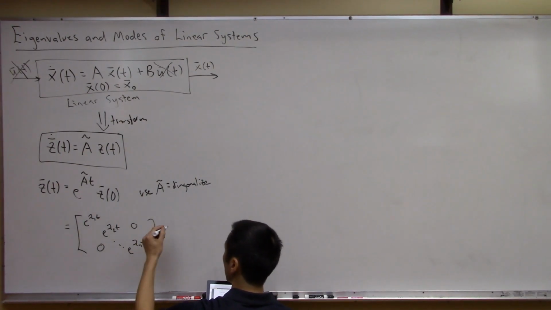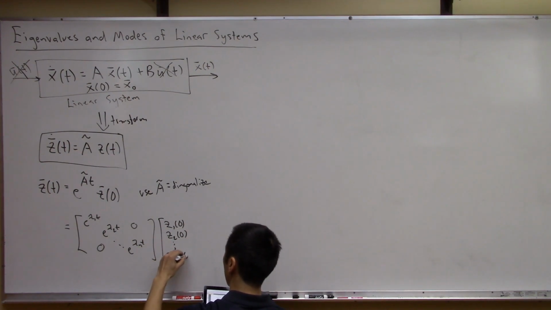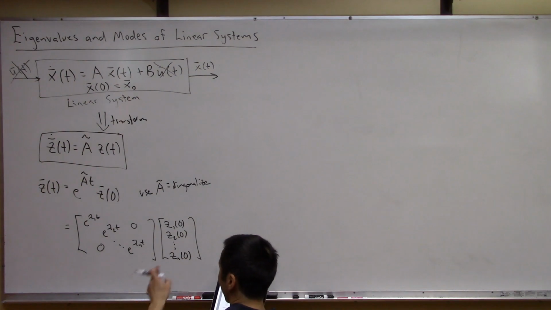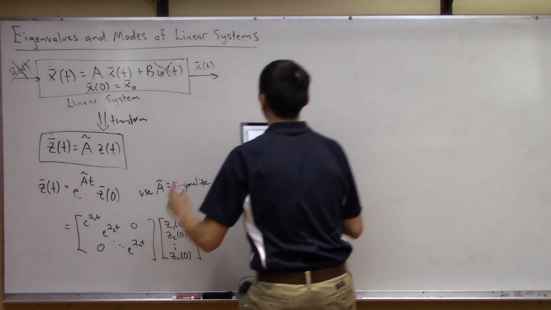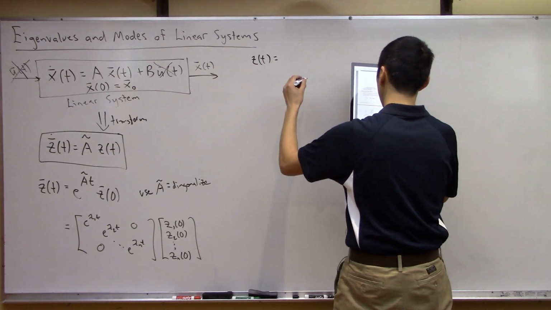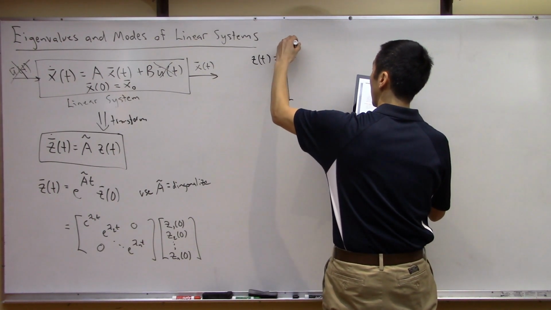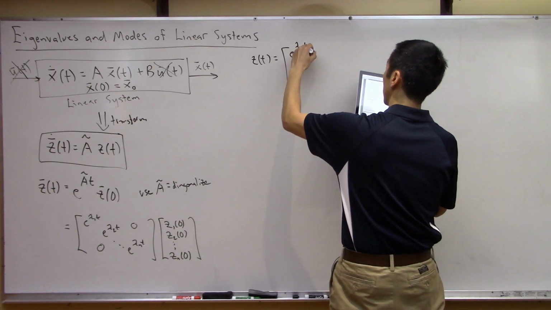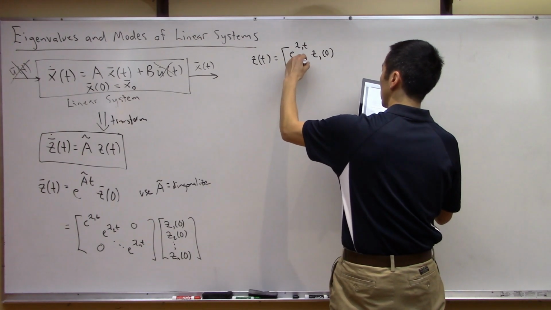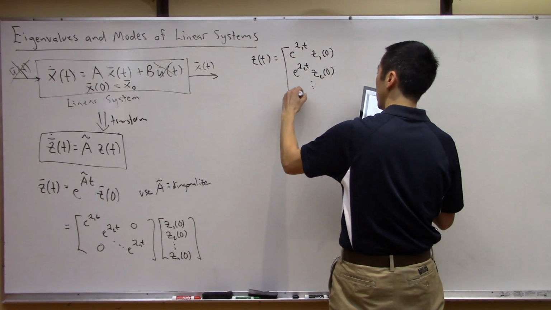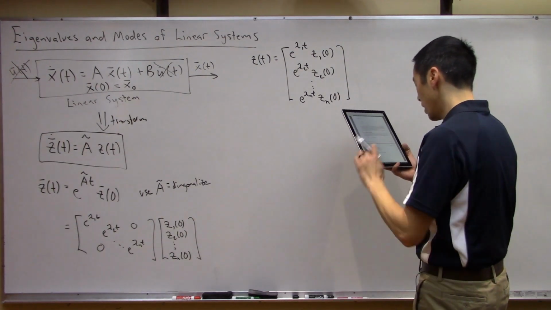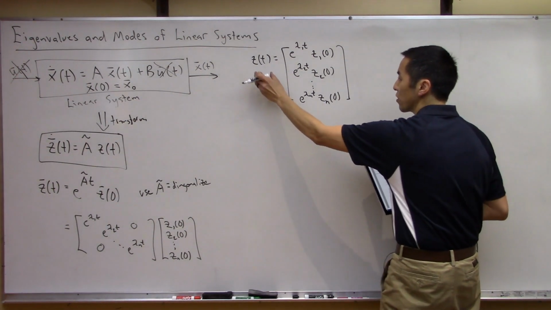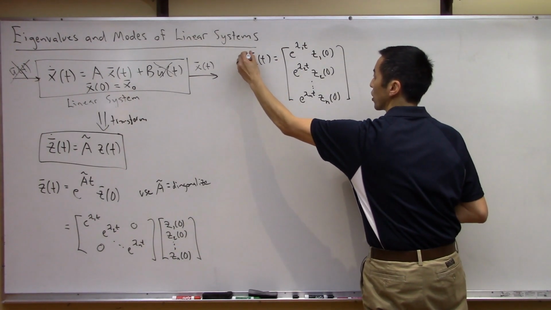And then your initial condition for z is just going to be z1 at time 0, z2 at time 0, all the way up to zn at time 0. Now we can do this matrix multiplication pretty easily. This is just a diagonal matrix times a vector. So the trajectory in the transformed set of states is going to look nothing more than e to the lambda 1 t times z1 at time 0, e to the lambda 2 t times z2 at time 0, all the way down to e to the lambda n t times the nth initial condition at time 0. Sorry, that should have a bar.